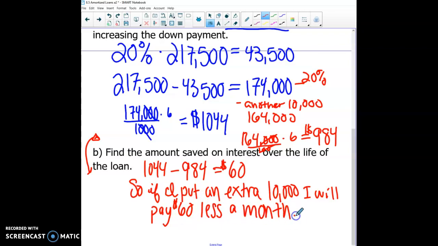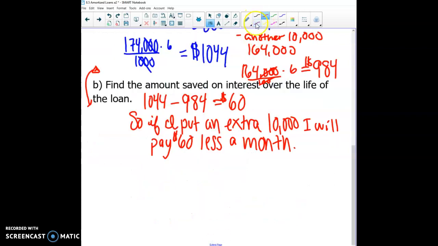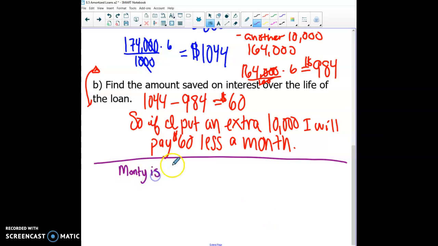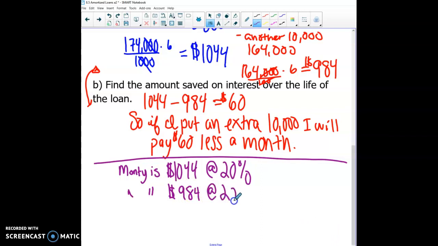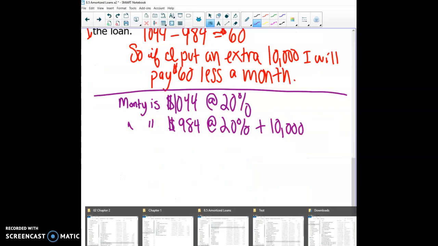All right, so let's talk about the second one. I like this one a lot. It says find the amount saved on interest over the life of the loan. So here's the thing. I know my monthly payment is $1,044 at 20%. I know my monthly payment is $984 at 20% plus an extra $10,000 down. So all we've got to do is calculate how much interest the difference is.